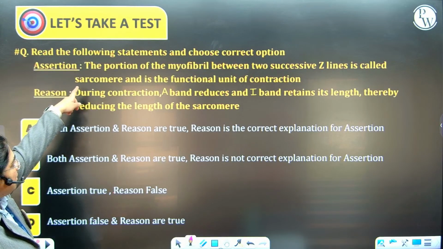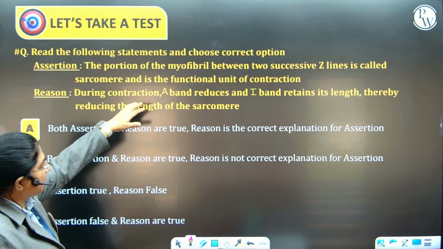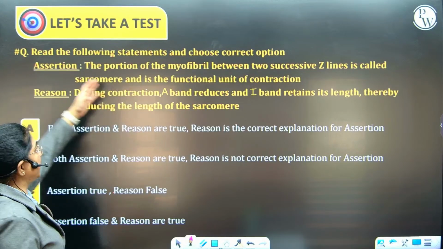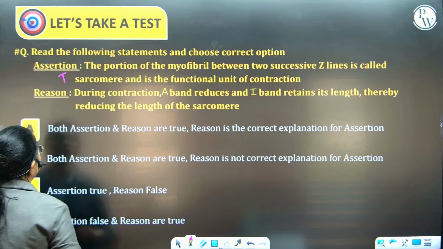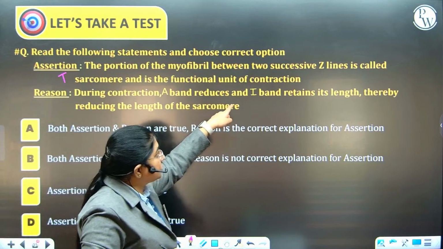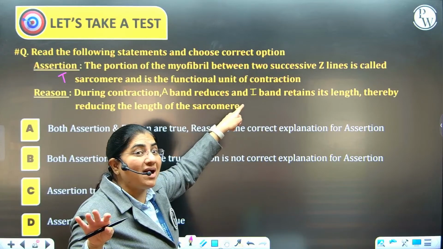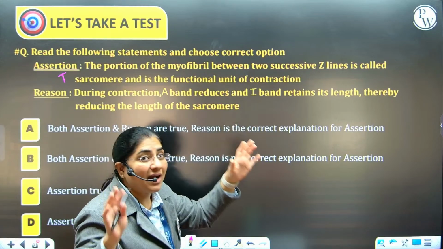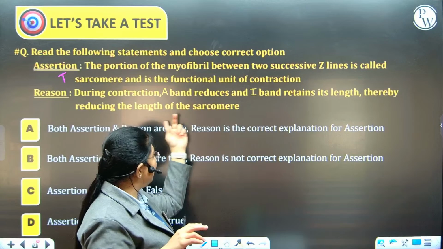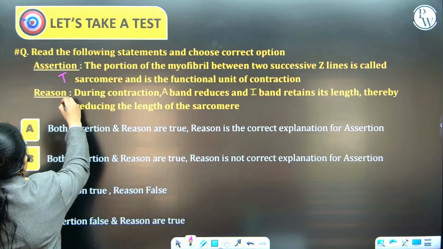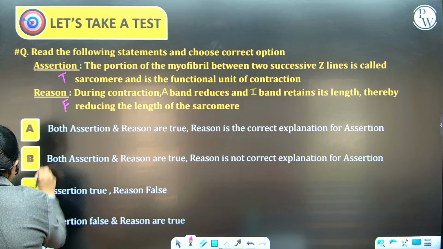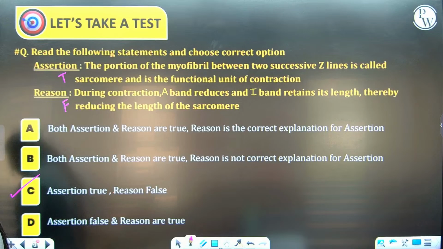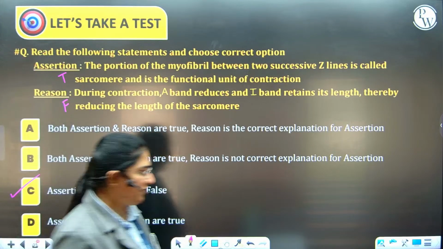So, the portion of the myofibril between 2 successive Z lines is called sarcomere and is a functional unit. Absolutely correct, an NCERT statement. So, this is true. During muscle contraction, A band reduces. No. What happens to the A band? A band retains its length, and I band reduces. I have just flipped the words and this becomes a false statement. So assertion is true and reason is false. Answer key C.